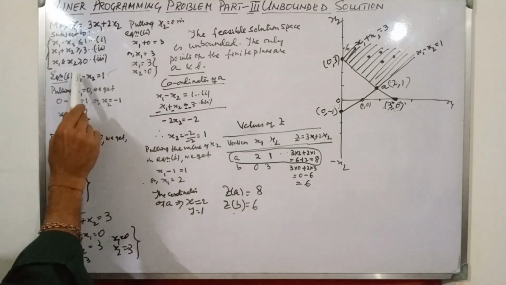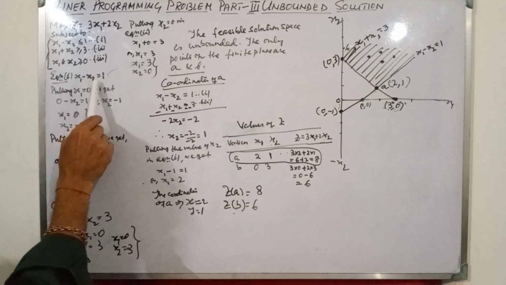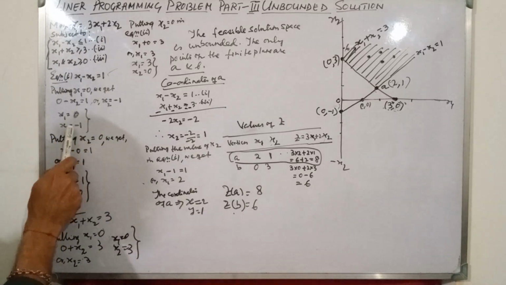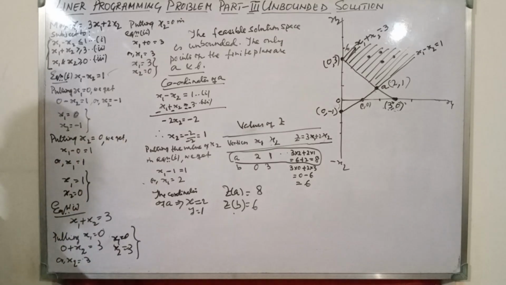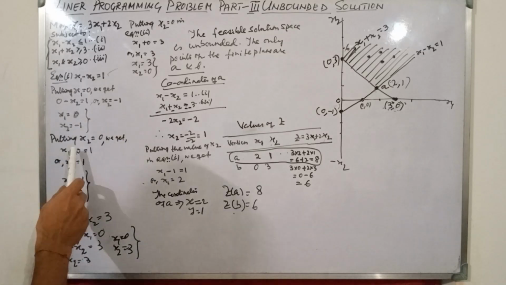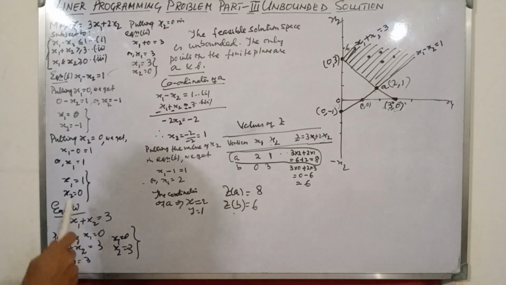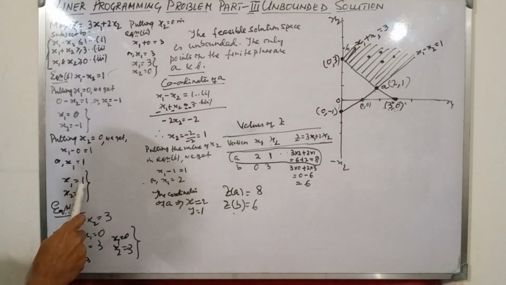First we have taken equation number 1, that is x1 minus x2 equals 1. Then we have put the value of x1 as 0. So we have found one set of values as 0 and minus 1. Then we have put x2 equals 0 in equation 1, and we have found another set of values as x1 equals 1 and x2 equals 0.